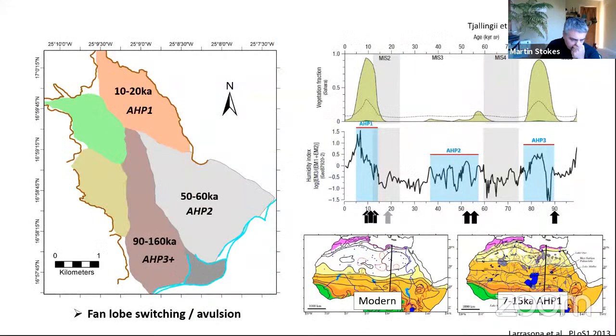So the chronology that came back, as I said, we've only got 9 dates so far, and the results were really interesting. The proximal lobe here was deposited mainly between 10 to 20,000 years ago, and then the 2 mid to distal fan lobes were much younger, so a 50 to 60,000 year lobe here, and then a 90 to 160,000 year lobe here.